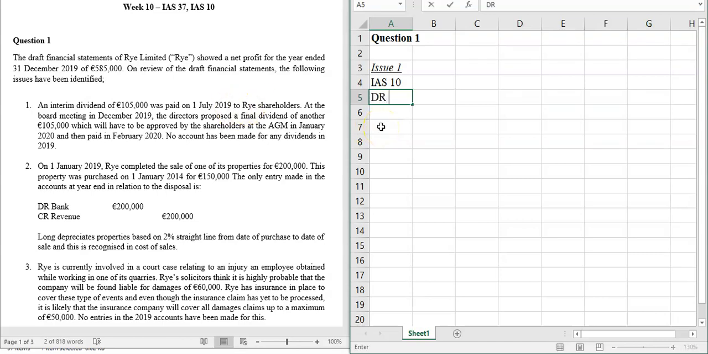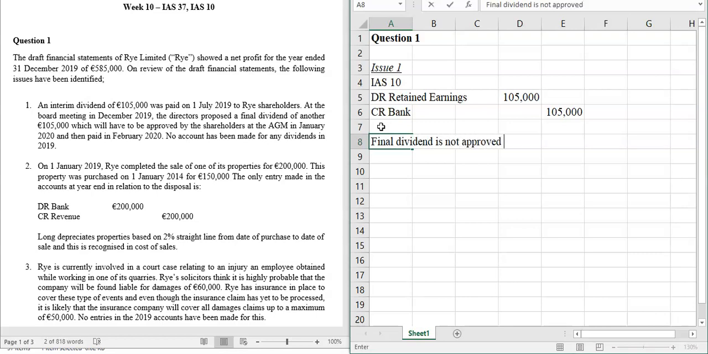So in this case, you're going to debit retained earnings and you're going to credit bank 105,000. For the other final dividend, it is not approved until after year end. Thus, do not adjust under IAS 10. Disclose only. So you only disclose it.